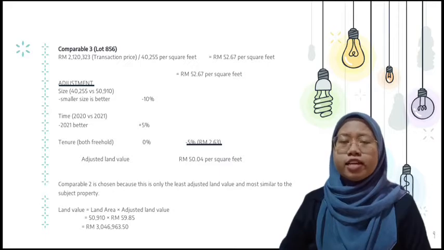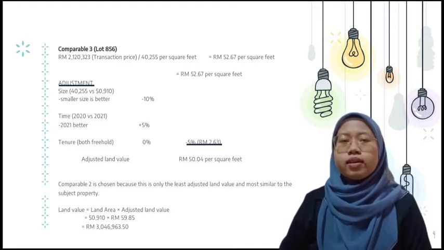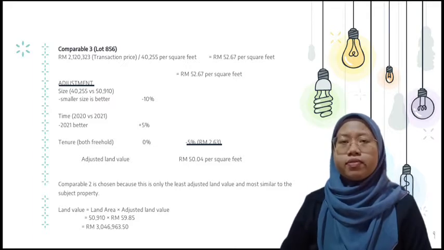We conclude that comparable 2, lot 10423 is the best comparable among the others, as it has the least adjustment to its land value and is the most similar to the subject property. So, to get the land value of the subject property, we need to multiply the land area by the adjusted land value. So, 50,910 times RM59.85.